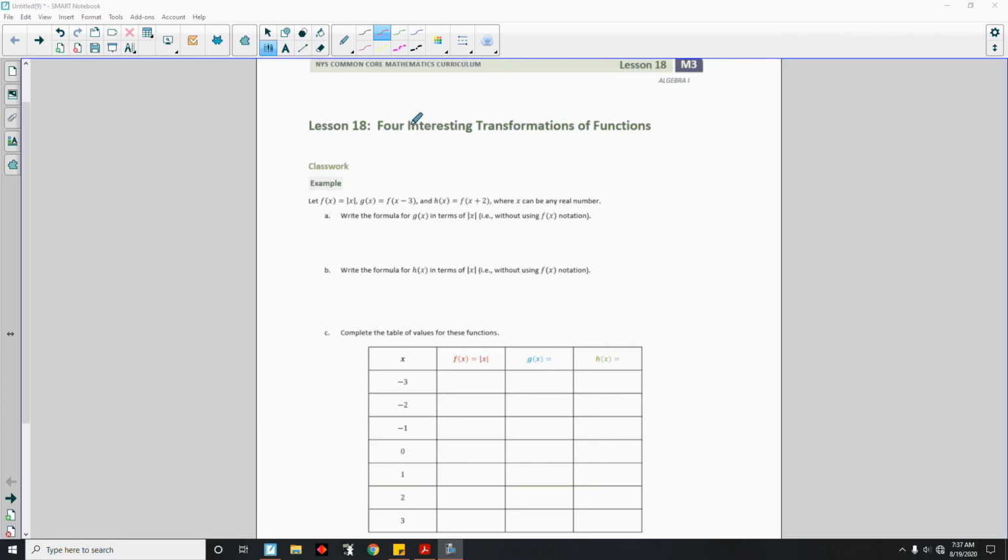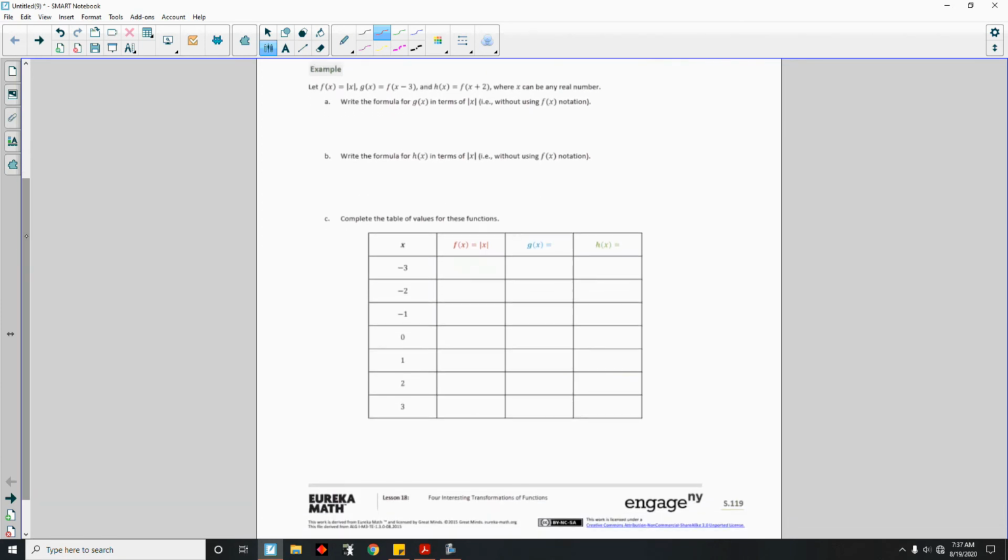Welcome to Lesson 18, 4 interesting transformations of functions. Starting with a classwork example, it says to let f of x equal the absolute value of x, g of x is f of x minus 3, and h of x is f of x plus 2, where x can be any real number. Write the formula for g of x in terms of the absolute value of x. In other words, without using f of x notation.